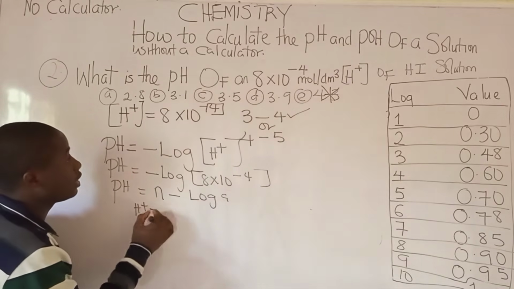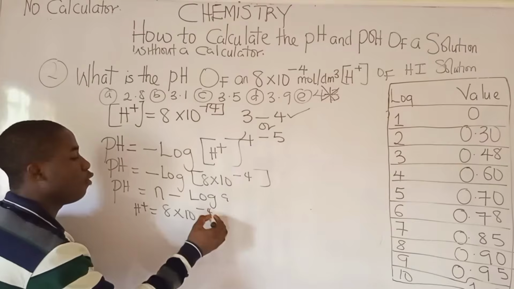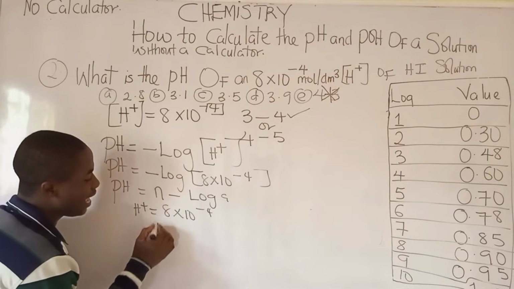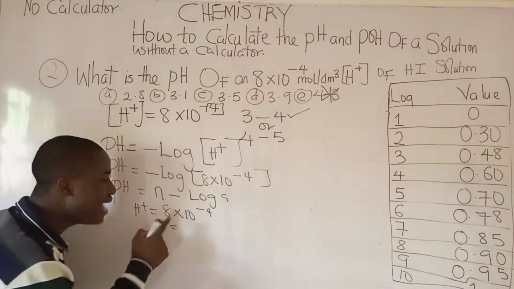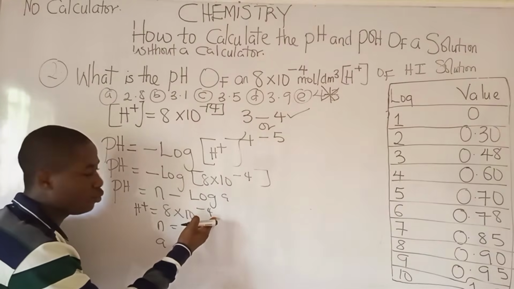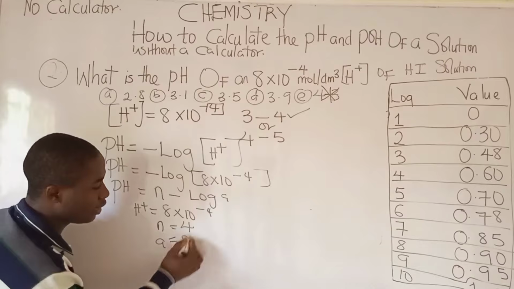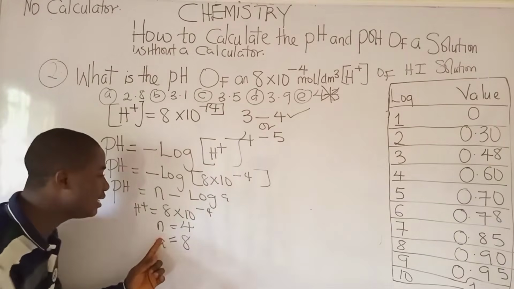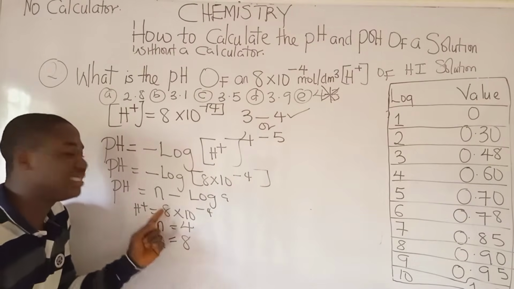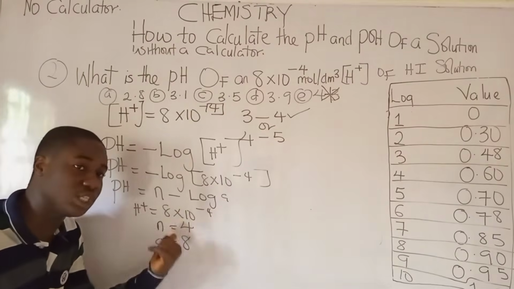The H plus is 8 times 10 to the power of minus 4. Recall I said to get the n and to get the a. The n is always the power, which is 4, and the a is this value, which is 8. Okay, that is what I said.